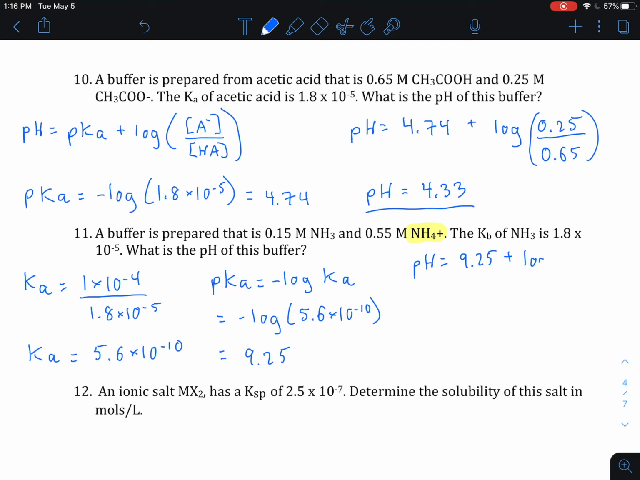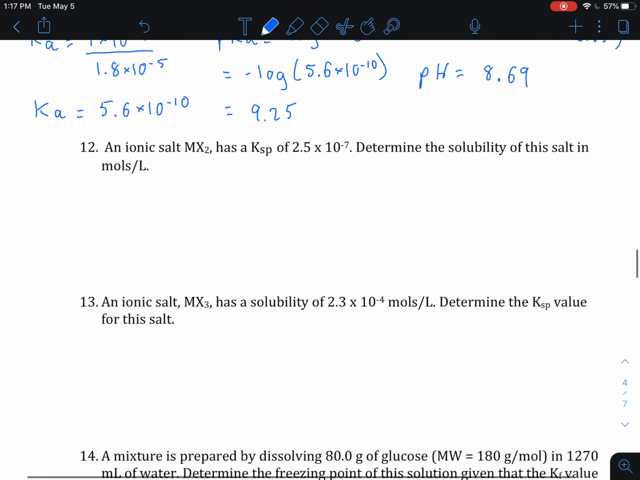So now we can plug into Henderson-Hasselbalch. pH equals pKa, 9.25, plus log of base over acid. So that's ammonia over ammonium. So it'll be 0.15 over 0.55. Let's see what we get for that. And I got 8.69 as my pH here.